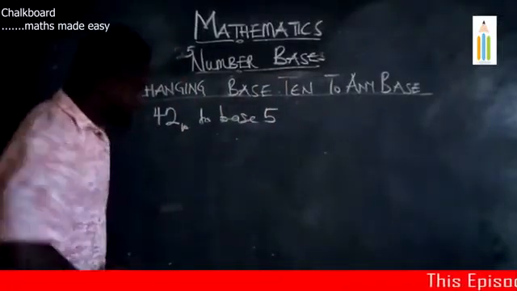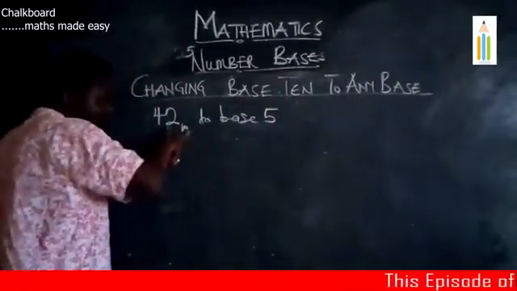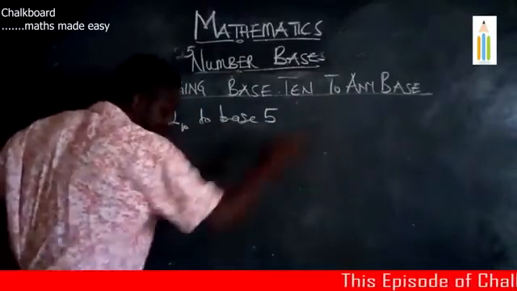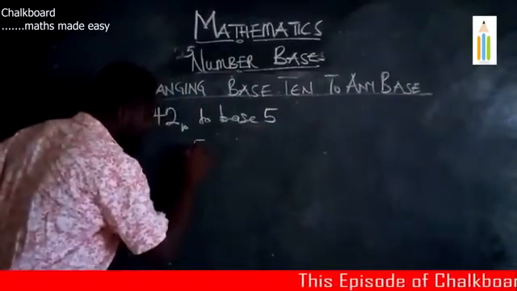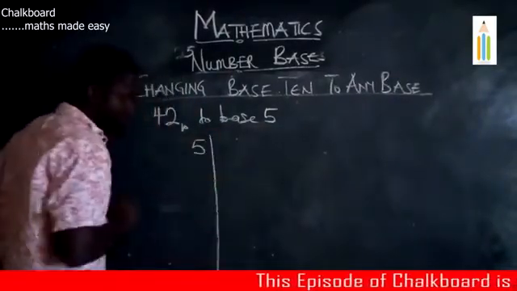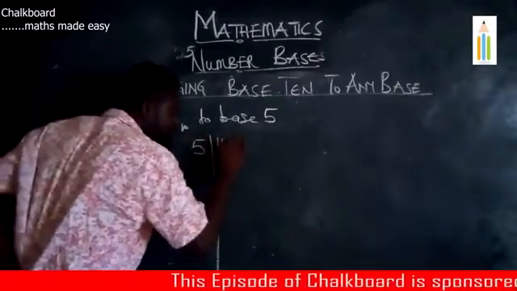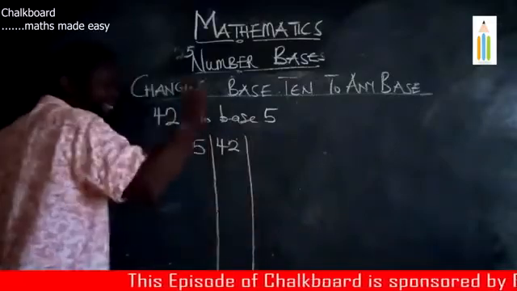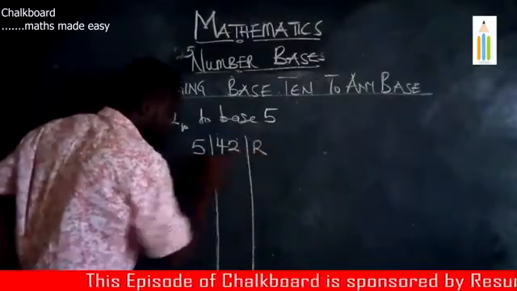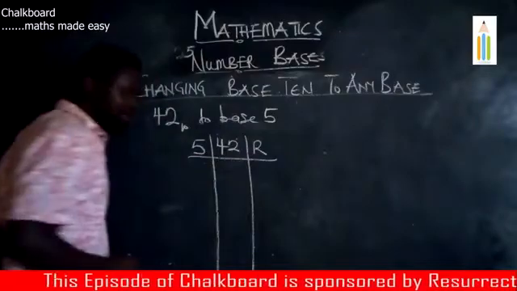Now what we have to do is we are converting 42 to base 5. So what we do is we write our 5, then we bring a line. Then what are we converting? We are converting 42, so the 42 comes here. Another line. Then the remainder will also come here like that. This is what we have to have.